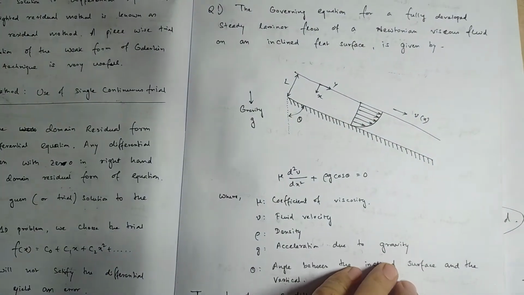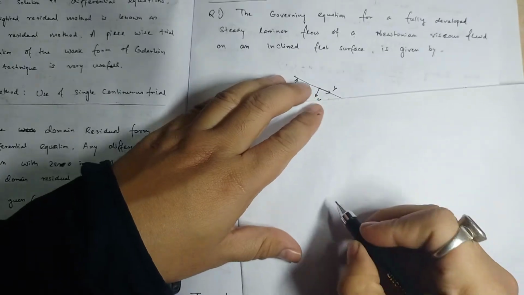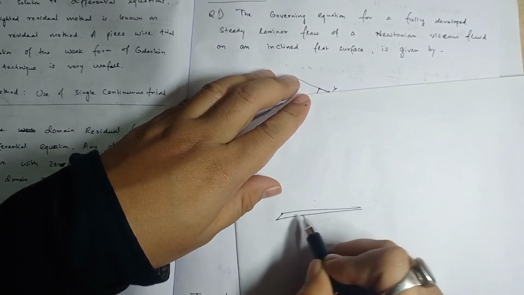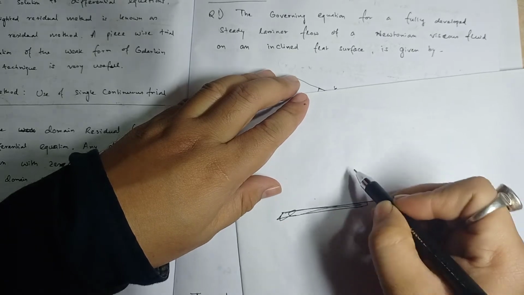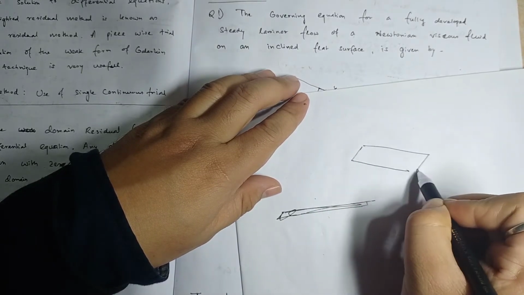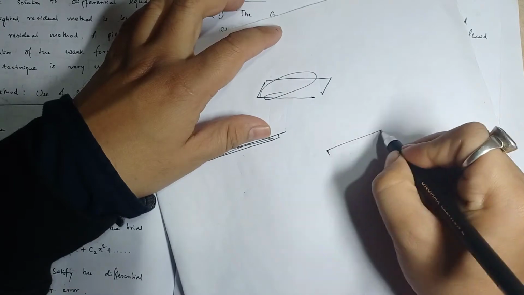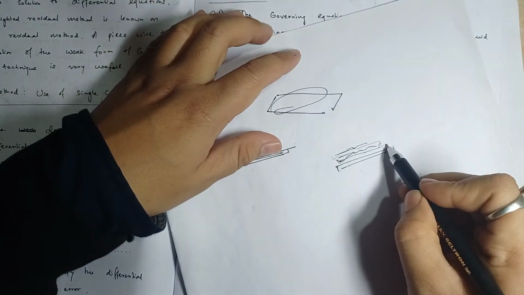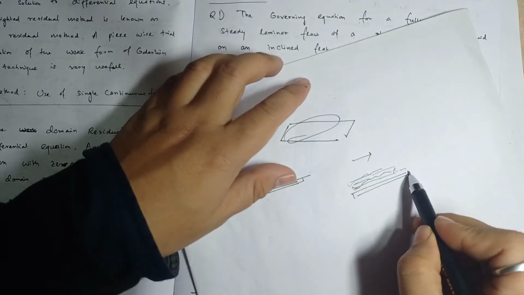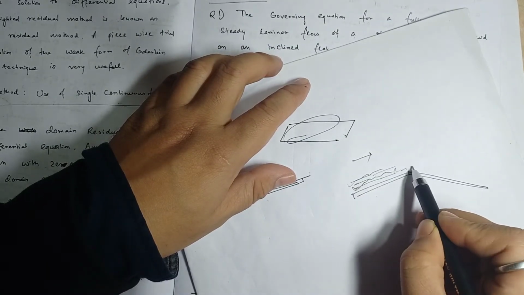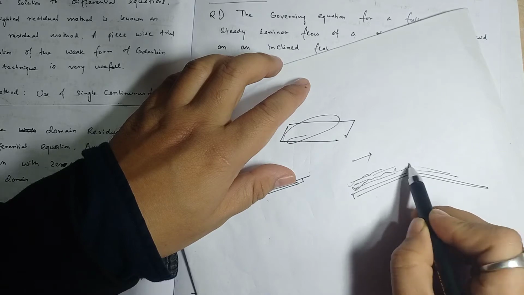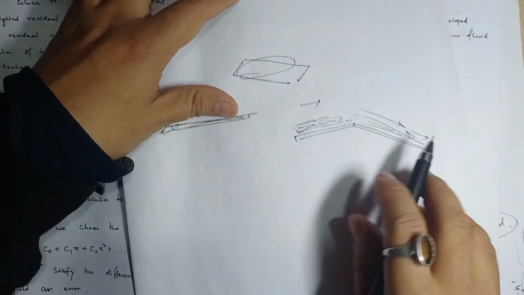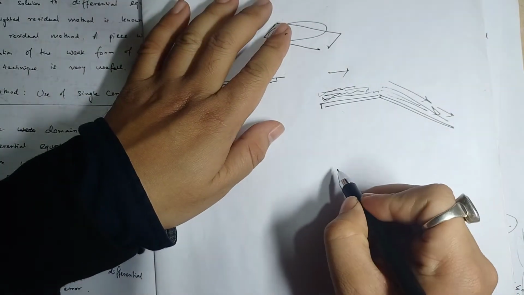Now see, what we have here is some fluid flowing over this surface, let's say. Consider a 3D surface. Fluid is flowing here in this direction. We just make it inclined here, so obviously the fluid will flow like this, because it is inclined.